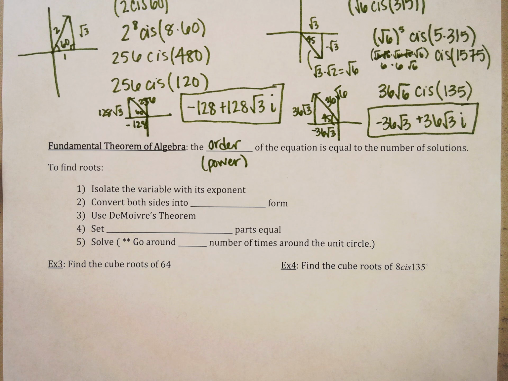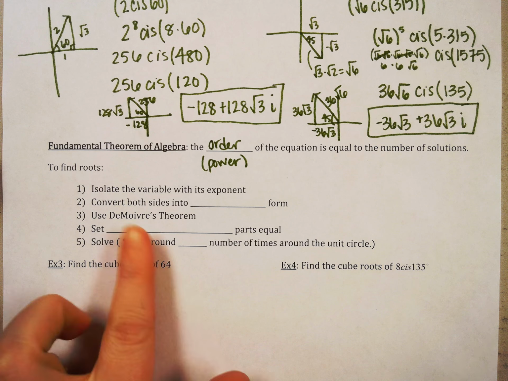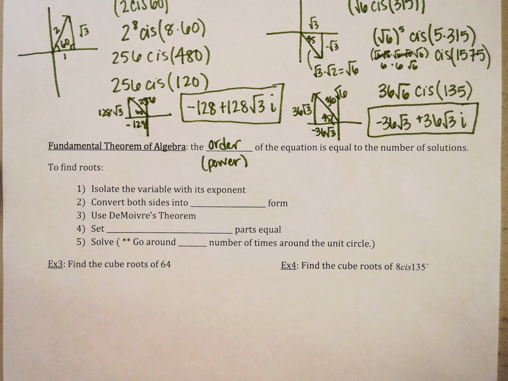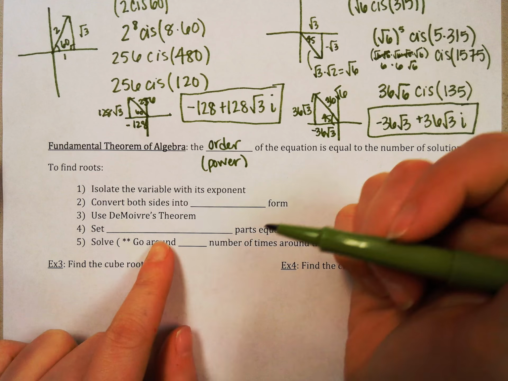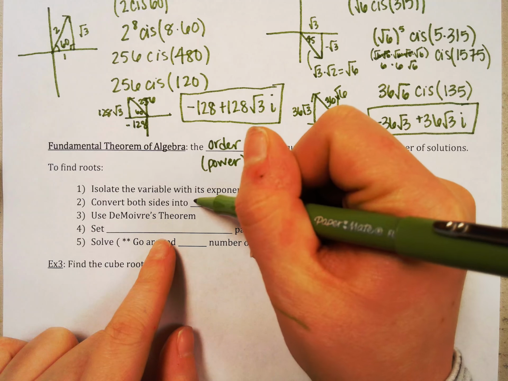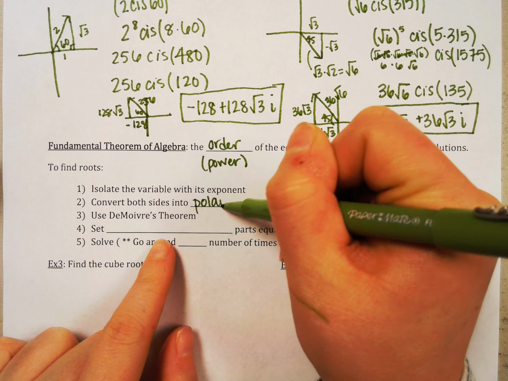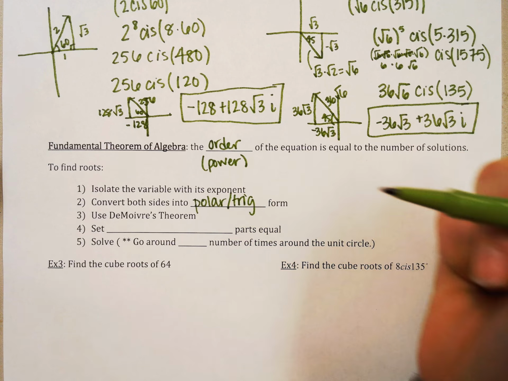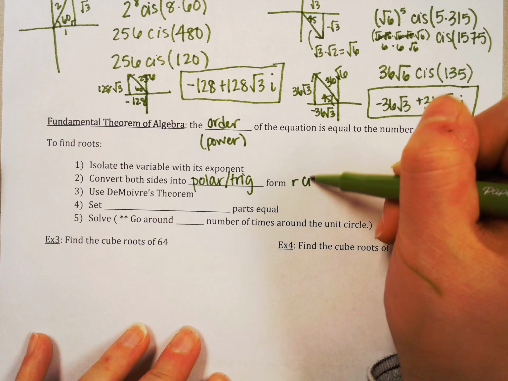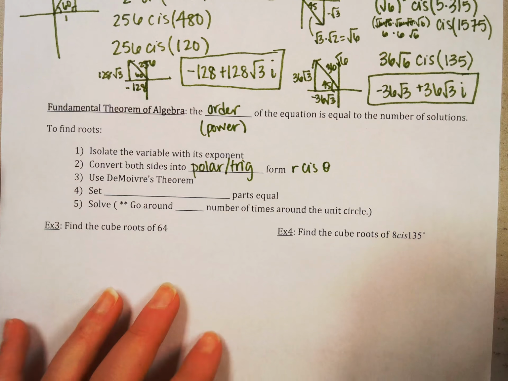So to find our roots, we have a set order of things to do, a set procedure. The first thing we're going to do is isolate the variable. We do that like normal, with the exponent, before we come up with a power. Then we are going to convert it into polar or trig form, like the r cis theta.